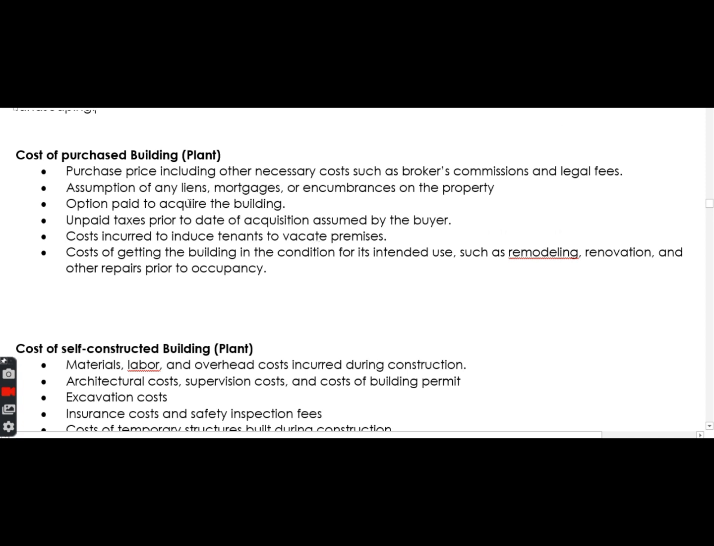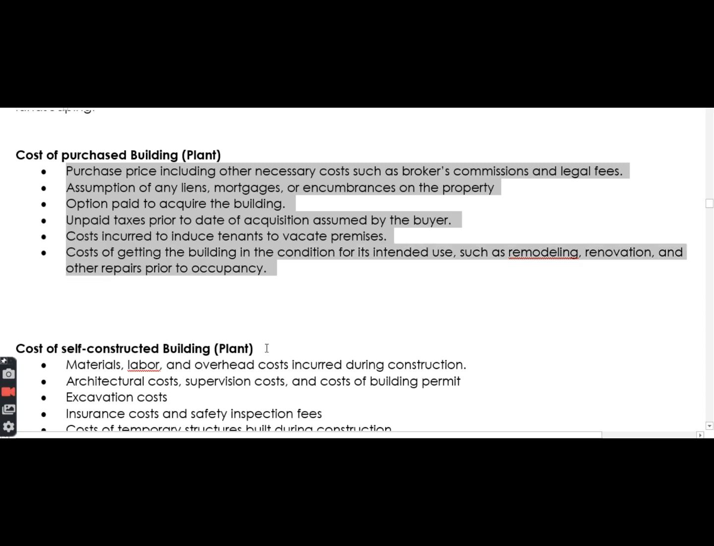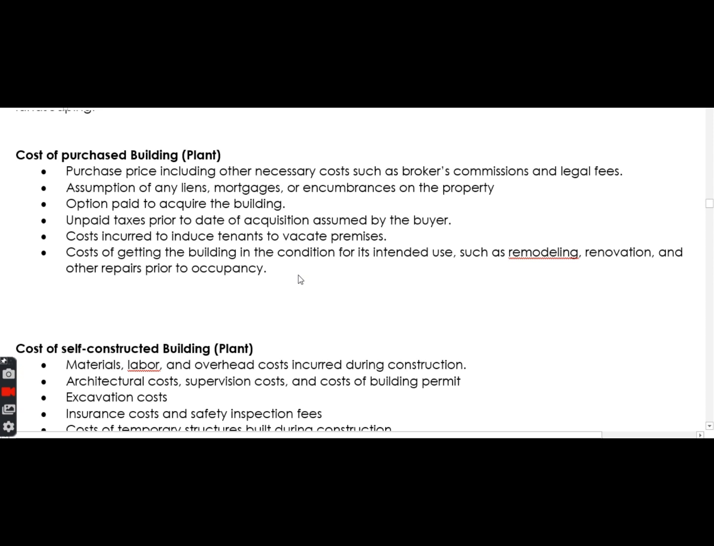Okay? So, si building, kapag bumili ka ng building, ano yung mga capitalizable cost? Almost similar din sa land. So, yung purchase price, katulad din nung nasa lupa, yung assumption of any liens, encumbrances, options paid to acquire the building, unpaid taxes, similar din, cost incurred to induce the tenants to vacate premises, tapos cost of getting the building in the condition for its intended use. So in other words, syempre, kailangan mo pang ayusin yung building, gagastos ka ng repainting, kailangan mong i-remodel, i-renovate mo pa kasi may mga lumang areas. So lahat ng mga yun, capitalizable. Kasi yun, binili mo na yung building.